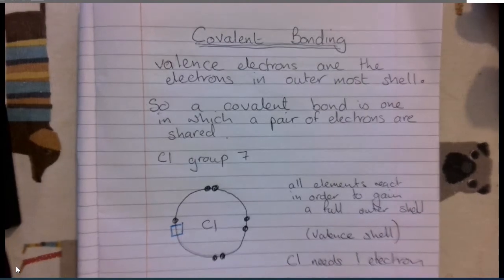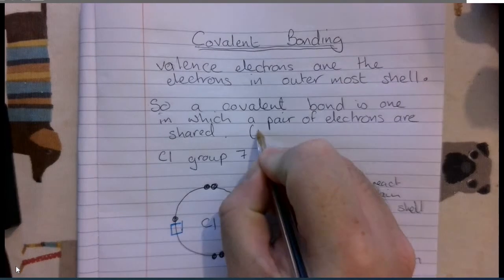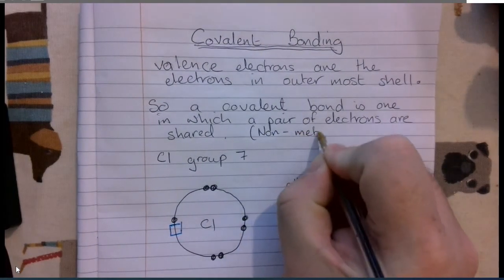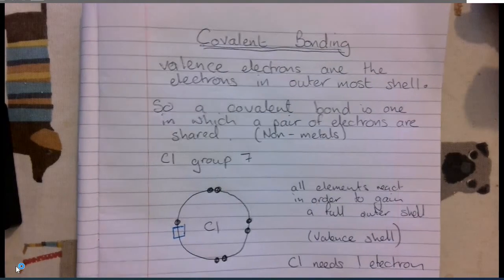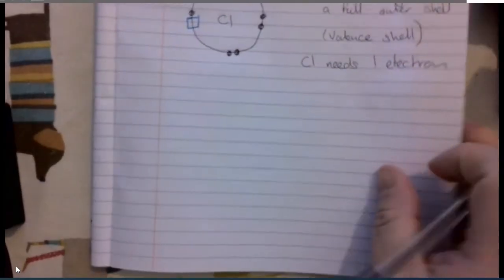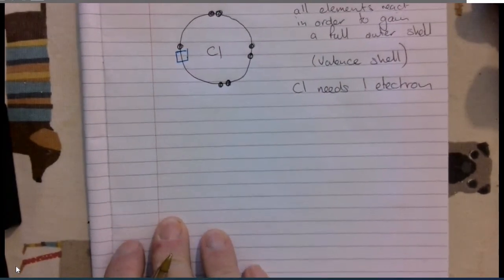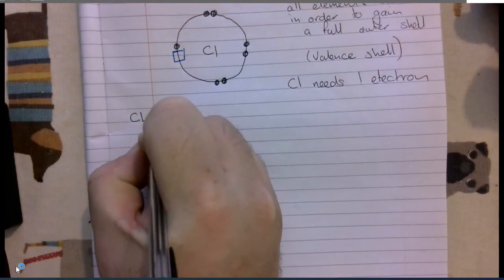So covalent bonding is where they share a pair of electrons in the outside shell. This only occurs between non-metals. Okay, only occurs between non-metals. Essentially what happens is this. Let me move this up slightly. The only way I can get this bond together is, for example, we know that chlorine in its natural state is Cl2.